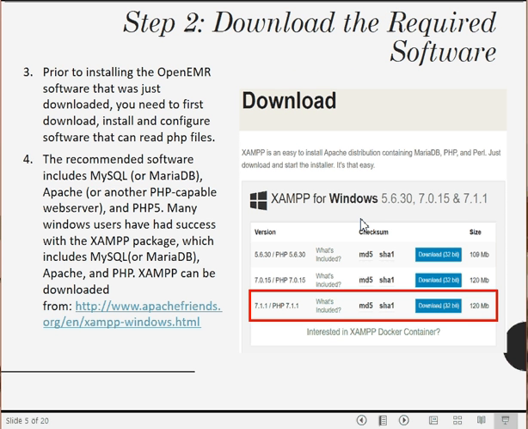Prior to installing the OpenEMR software, you must first download the XAMPP package in order to obtain MySQL, Apache, and PHP 5 add-ons. This allows the software to launch and read the PHP files once the application has successfully installed on your PC.